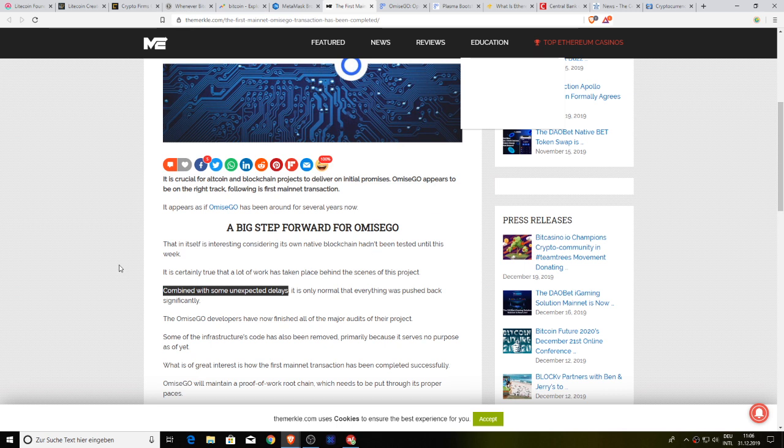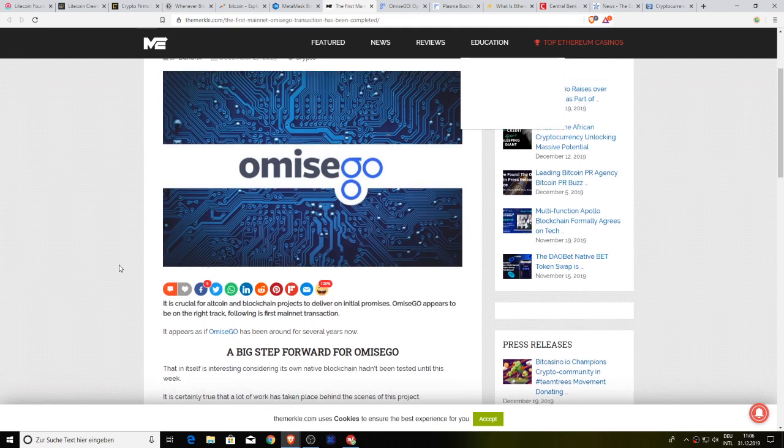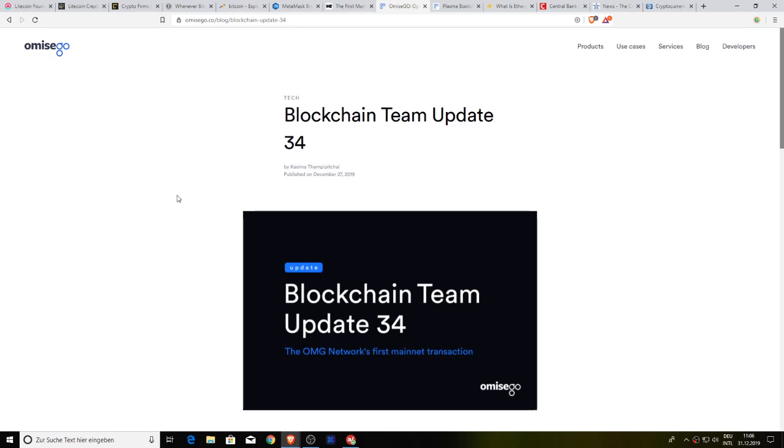And this is why I think the news of OmiseGo saying, okay, yeah, we're good, we also have our mainnet up, or rather their first mainnet transaction, is incredible, because OmiseGo is going to be built on top of Ethereum. So any upgrades that Ethereum gets, OmiseGo also benefits from as well. Here's the actual blog post right here. It says blockchain team update number 34, the OmiseGo network's first mainnet transaction.